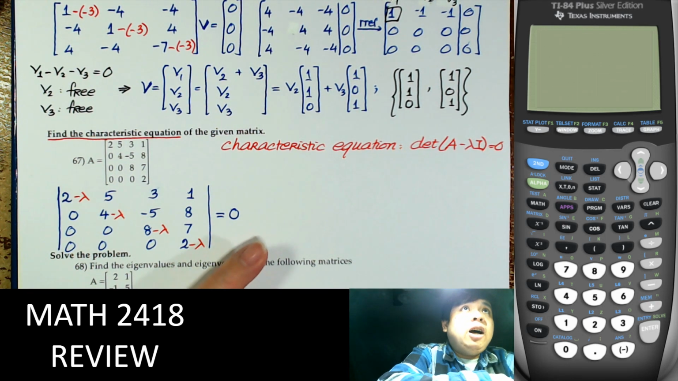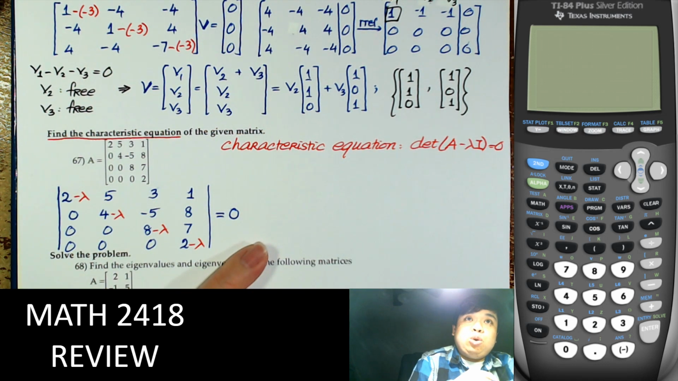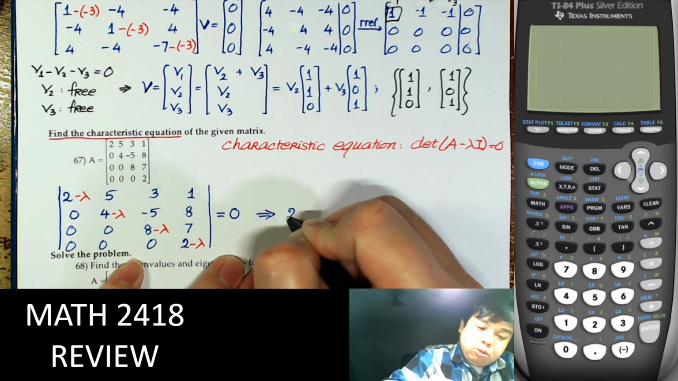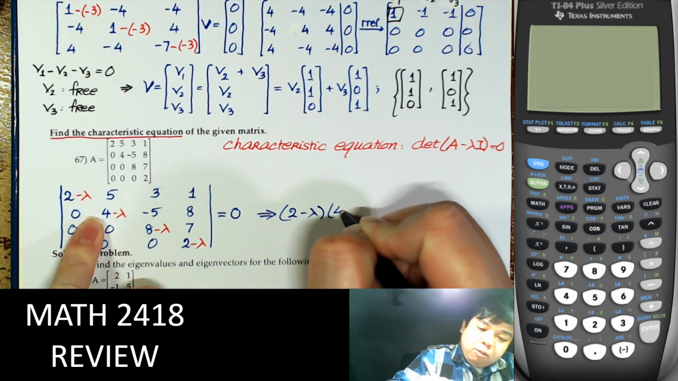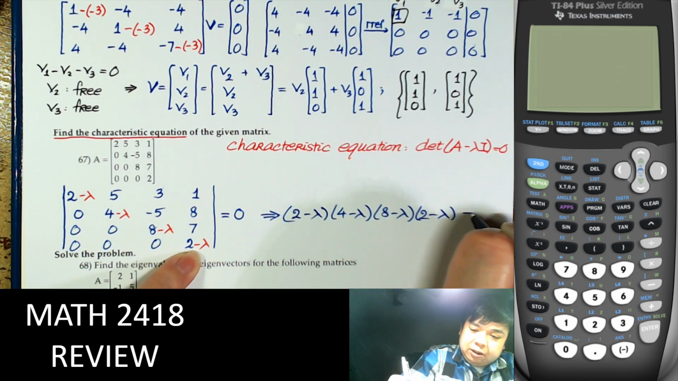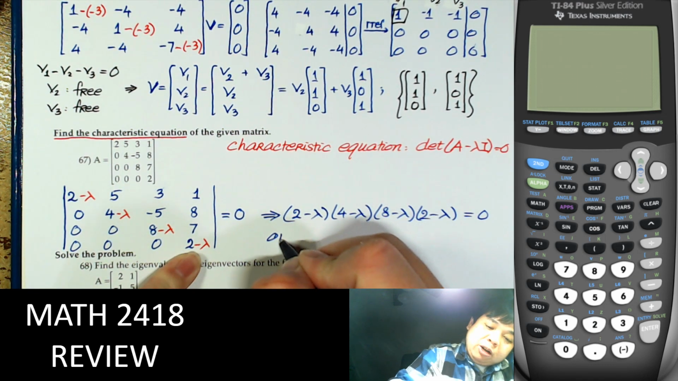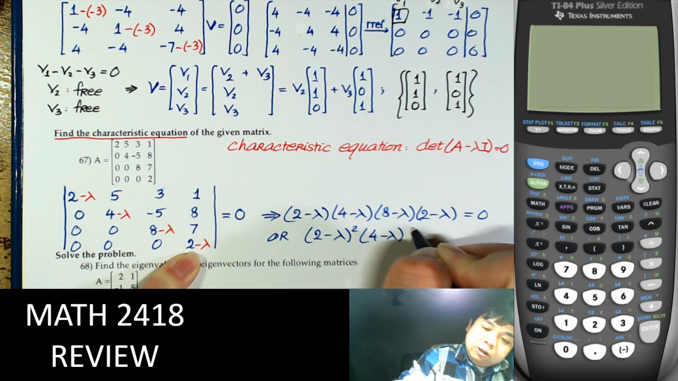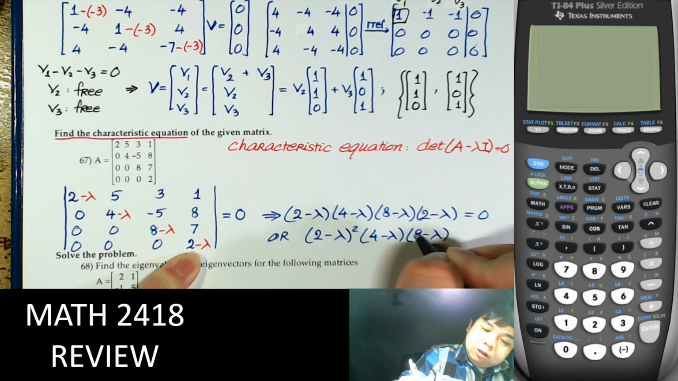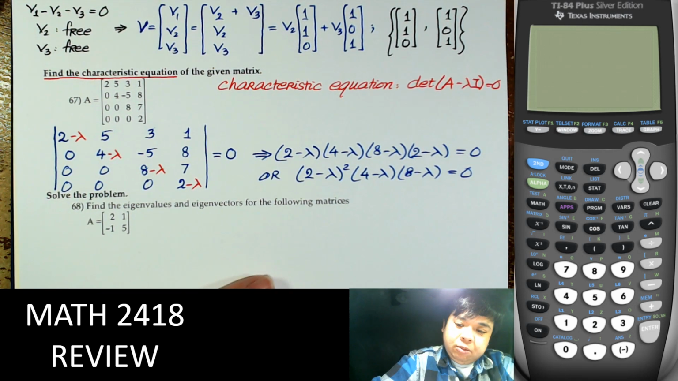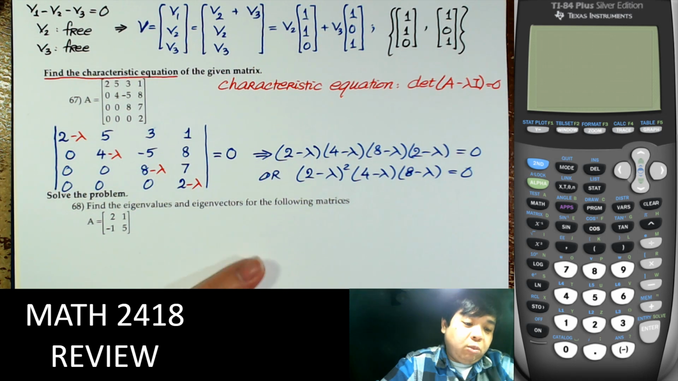Good thing from here, what we have is an upper triangular matrix. So the determinant is just equal to the product of the diagonal entries. From here we just have 2 minus lambda times 4 minus lambda times 8 minus lambda, and then 2 minus lambda again. So two of them we can combine. And we set that equation, and that will be the characteristic equation. Pretty much just that.